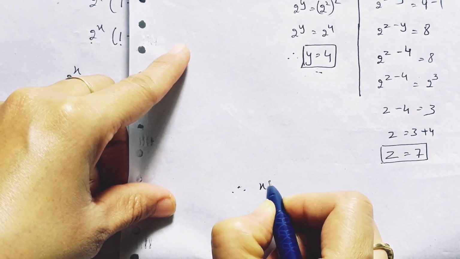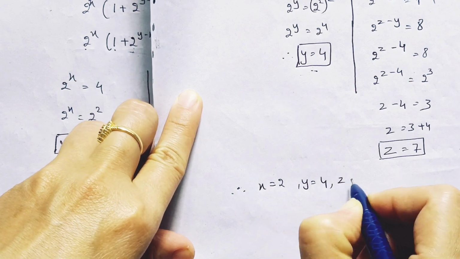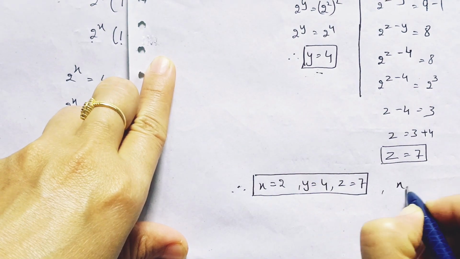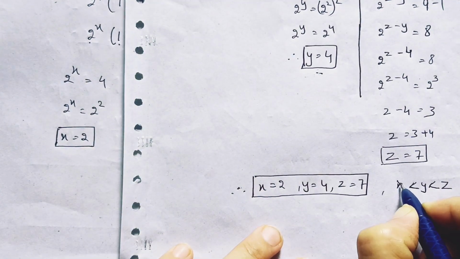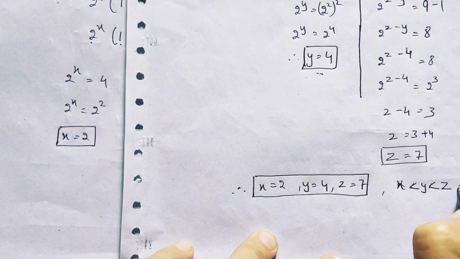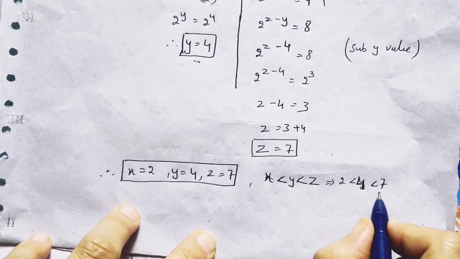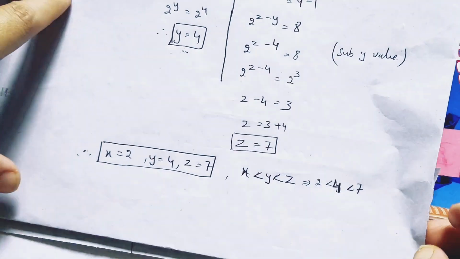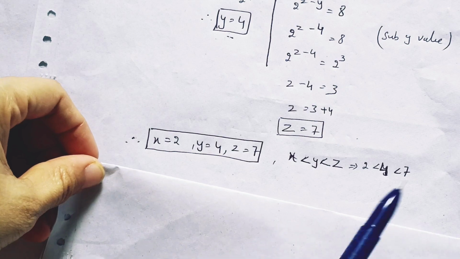Therefore, x equal to 2, y equal to 4, and z equal to 7 are the values of x, y, z. Here x less than y less than z, that implies, let's see the values: 2 less than 4 less than 7. So just look here. If you are satisfied, okay; if you want, you can check the values. Let us check here.